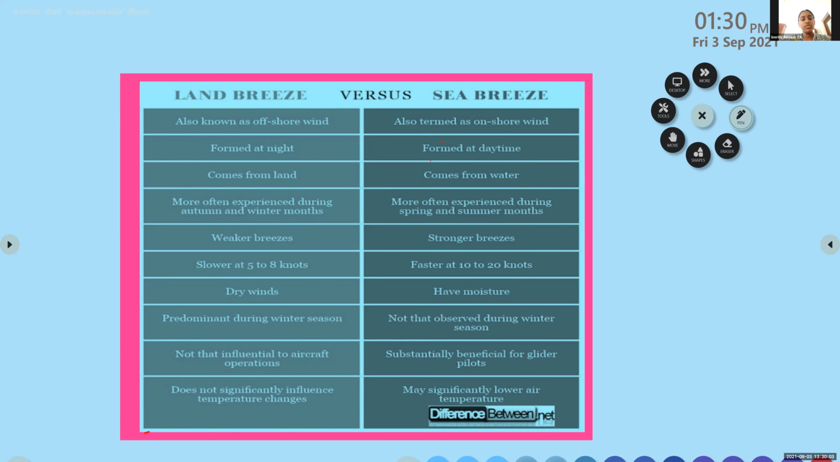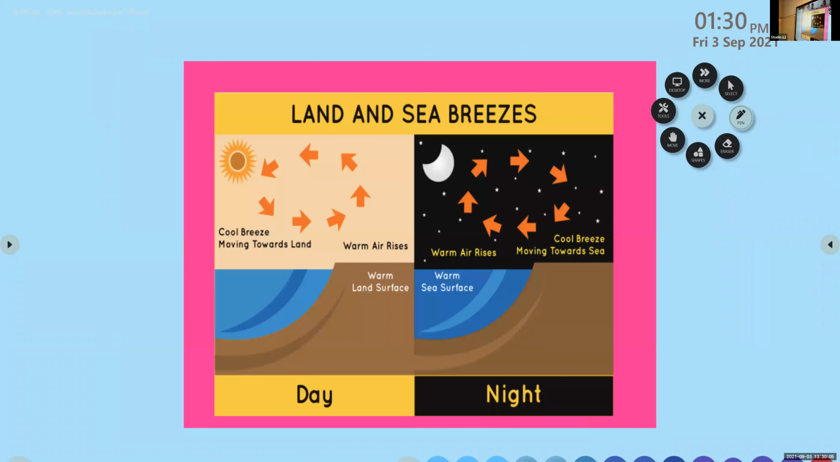Okay, fine. So I think these are the points. I think you have taken a screenshot of it. Now we are going to see how land and sea breezes occur or take place. So far we have learned the features of the land breeze and sea breeze. Now we are going to see what happens during night time and during daytime.